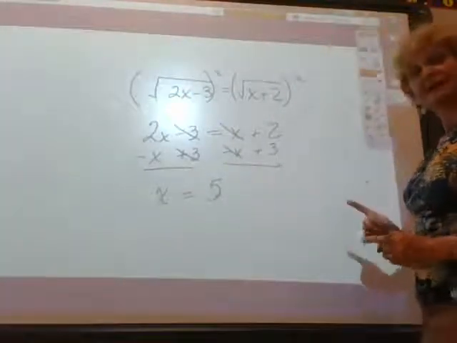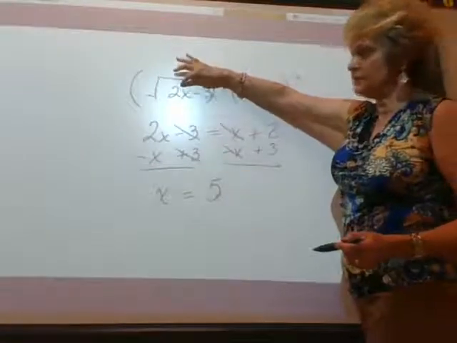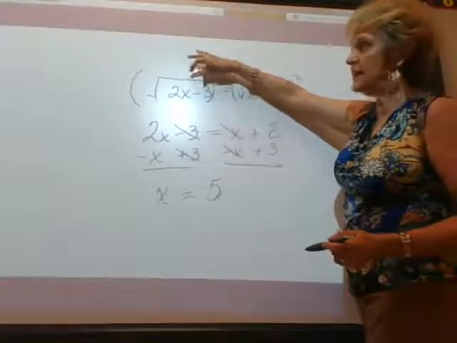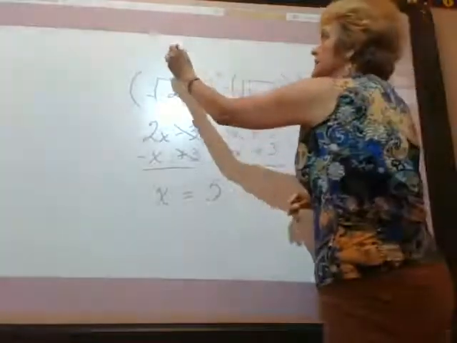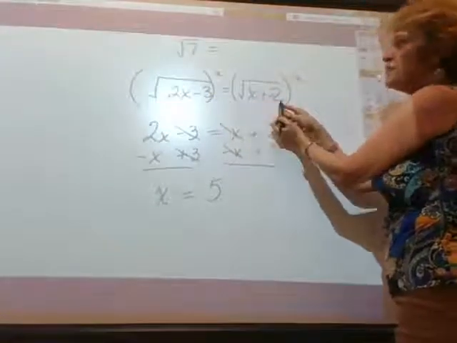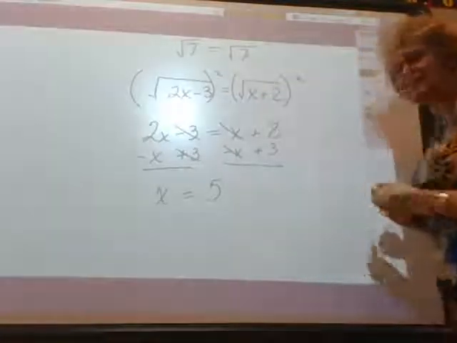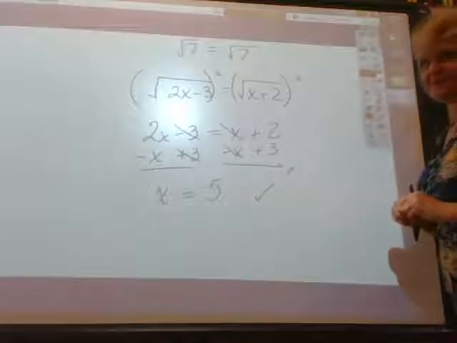Okay, now plug it back in and see if it works. The square root of 2 times 5 would be 10, minus 3 would be square root of 7. Over here, if I plug in 5 plus 2, I have square root of 7. Sure enough, it works. So those are really fun.